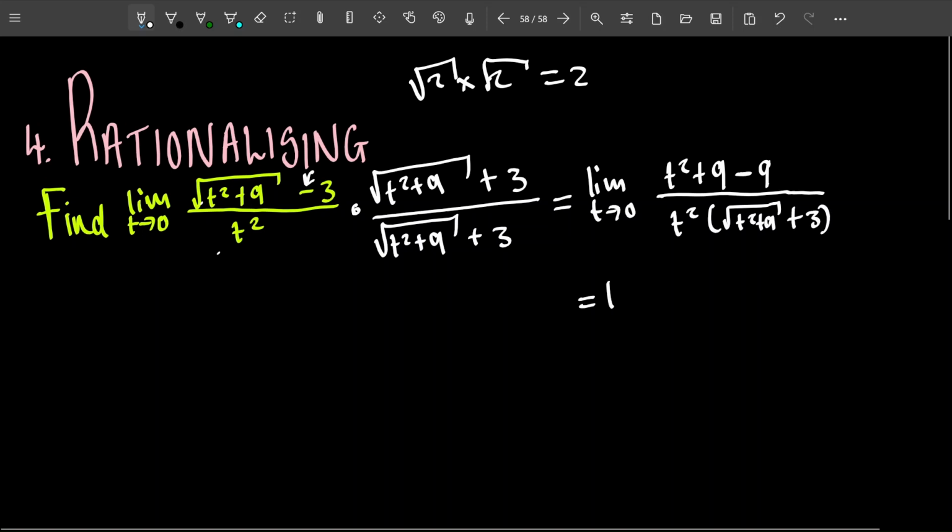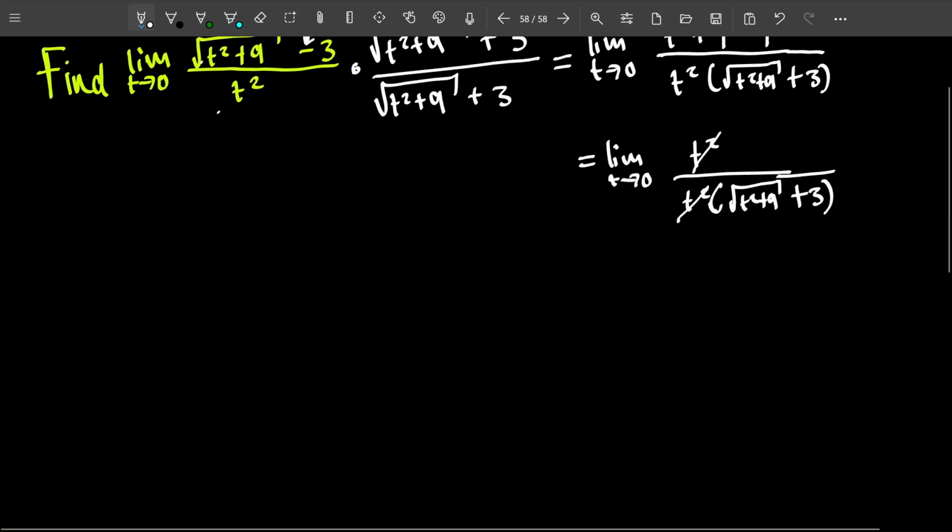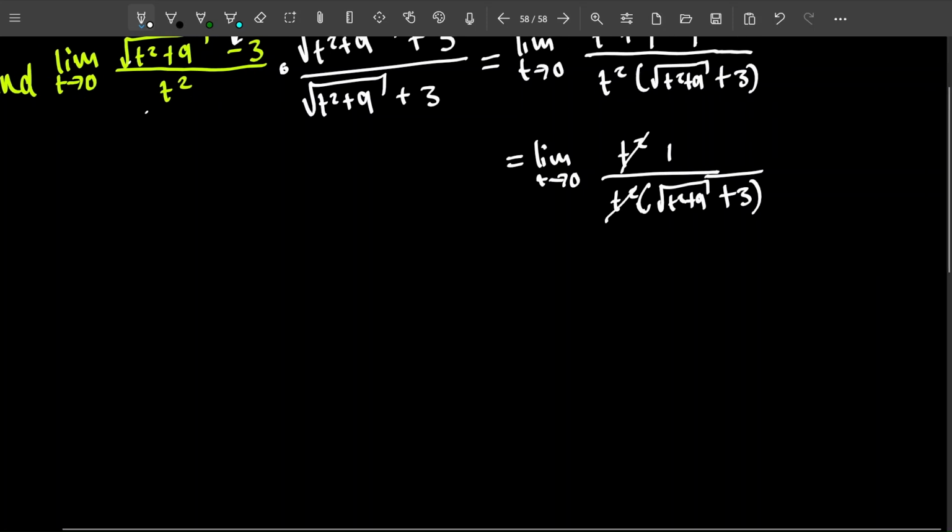And what is your answer going to be? It's the limit as t approaches 0. And what is the top? t squared plus 9 minus 9, and 9 minus 9 is 0, so it's t squared, all over t squared multiplying the square root of t squared plus 9 plus 3. Now I want you to open your eyes and see that you have t squared on top and t squared at the bottom outside the fraction, so they can cancel each other. On the top you remain with 1.